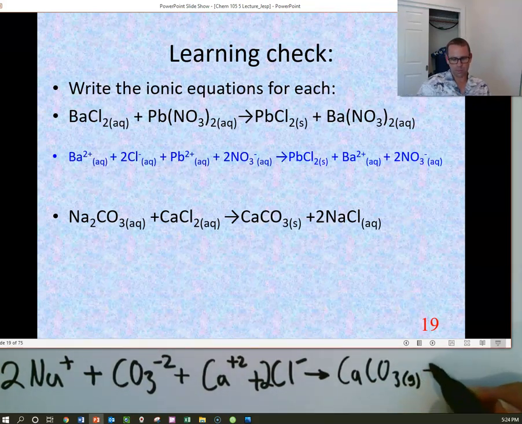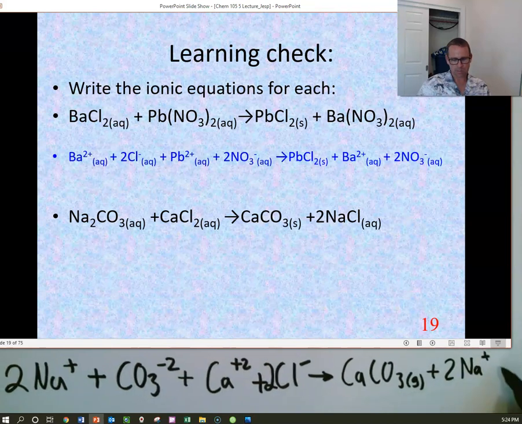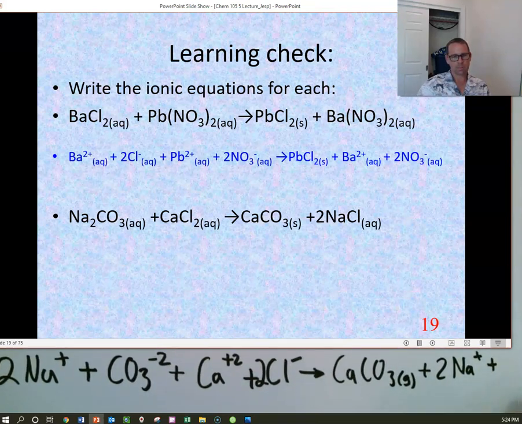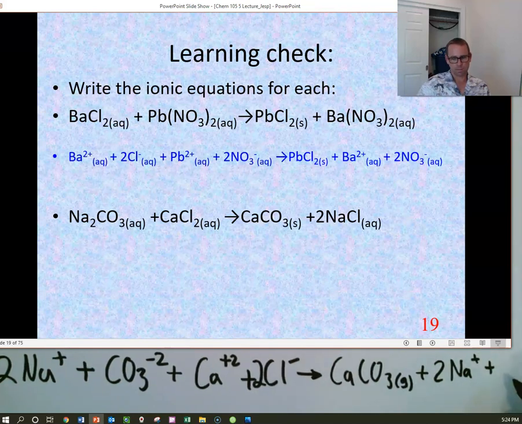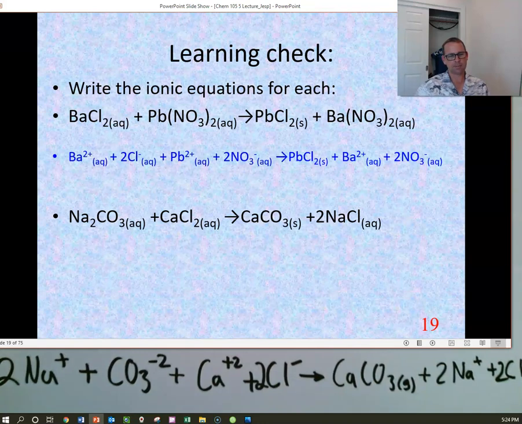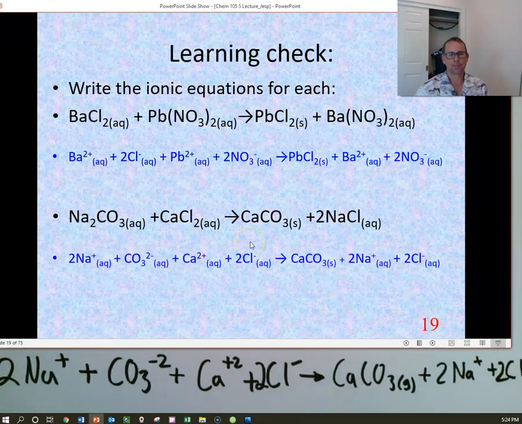And then 2 sodiums, the 2Na, and then the 2Cl. Very good. 2Cl minus. Excellent. 2Cl negative, that's right. The sodium ion and the chloride ion are our spectator ions. Those two are spectator ions. And if we wanted to go from the ionic equation, which we have on here, to the net ionic equation, we would get rid of the spectator ions.